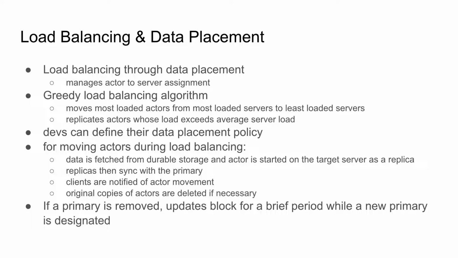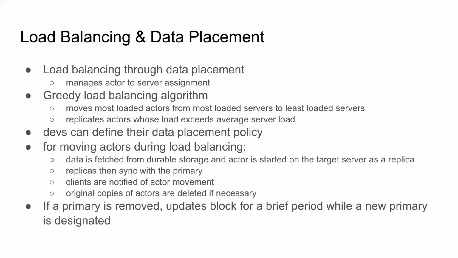So this is also configurable. You can define your data placement policy, and how actors are moved during load balancing. Data is fetched from durable storage first, and the actor is started on the target server. And then this replica syncs with the primary, and then the clients are notified that some actors have moved, and if necessary, the original copies of actors are deleted thereafter. In this case, sometimes it may happen that a primary is removed, so updates can block for a brief period while a new primary is designated.